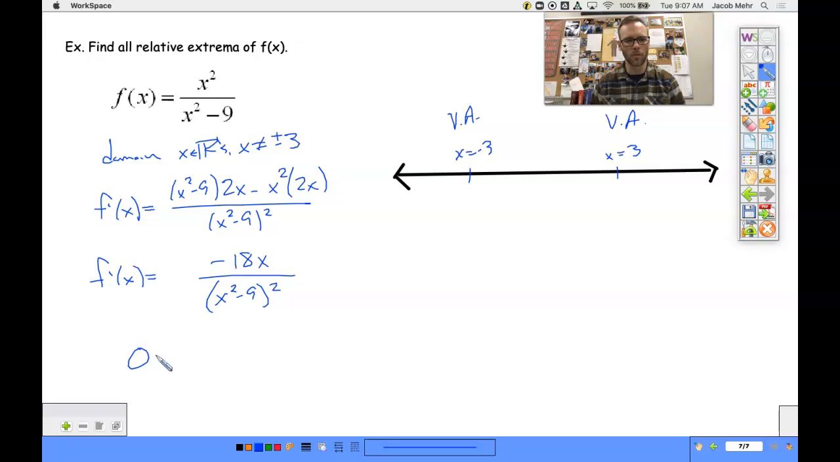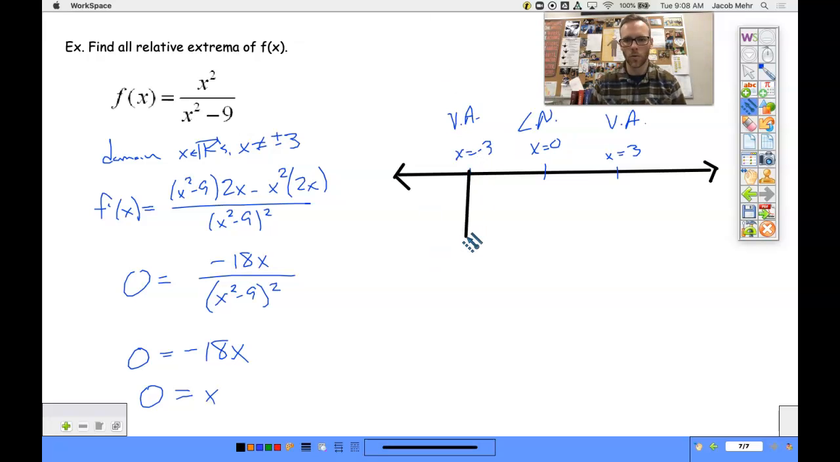Now, where is this equal to 0? Okay, I'm going to set this thing equal to 0. Well, we know a fraction's only equal to 0 where its numerator is equal to 0, which is at x equals 0. Now, are there any values that we can't put into the derivative? Well, looking at the derivative, I know x can't equal plus or minus 3. However, we already have those listed as values not in the domain. They're vertical asymptotes, so we don't have any additional points to add other than x equals 0, which is a critical number. So we have 4 intervals now that we need to test.